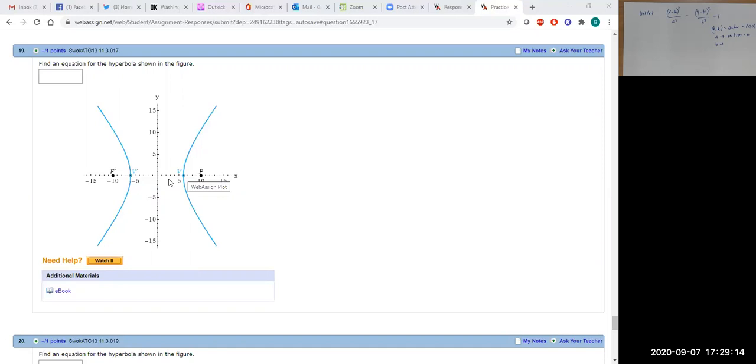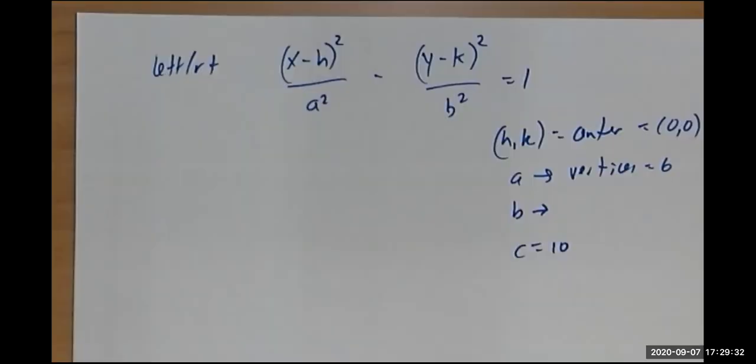Now we need to figure out b. B in this case is like an up and down. We have no information about up and down, but they do give us the focus. The distance from the center to the focus is c. So we know c is going to be 10. And as it turns out, if we know a and c, we're going to be able to figure out b.